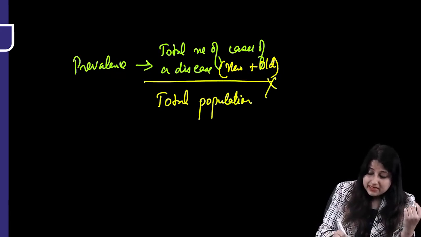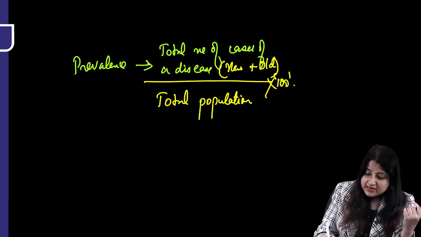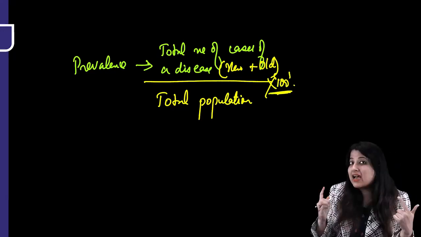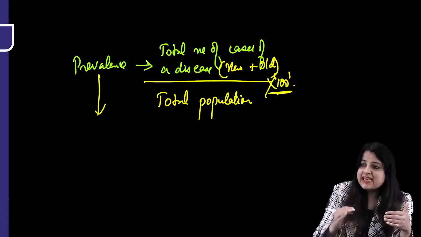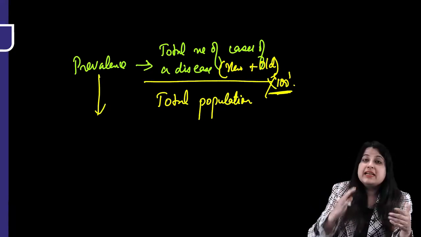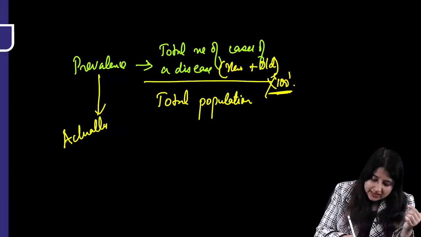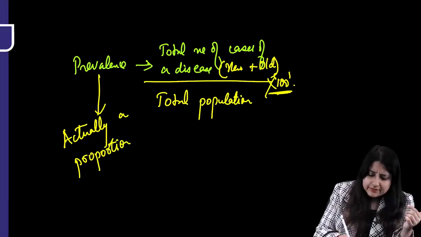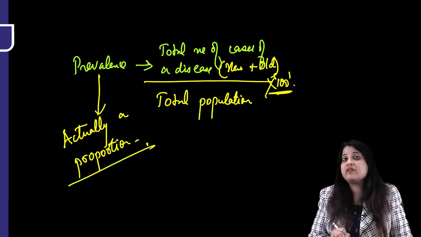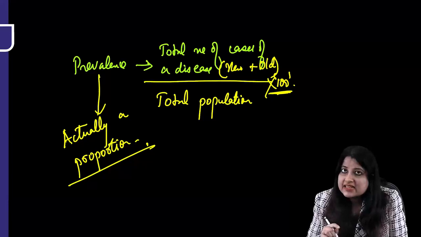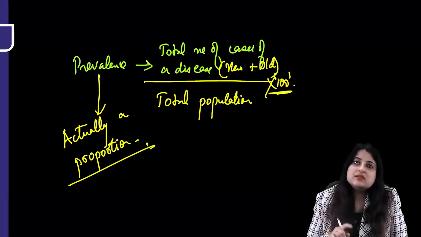But what is the multiplier in prevalence? 100. So, since the multiplier is 100, everybody, I say calculate prevalence rate. But is it actually a rate? No. Prevalence is actually a proportion. Very commonly they ask you this: the difference between incidence and prevalence. So, incidence is new cases, prevalence is new plus old cases.